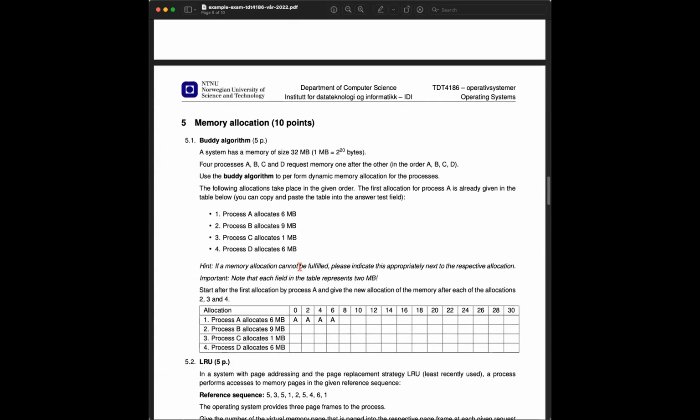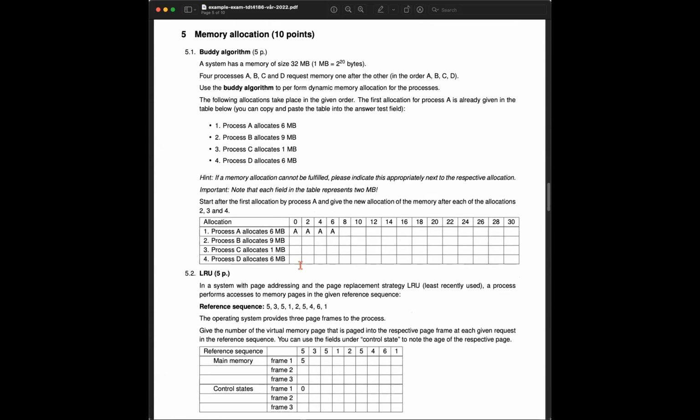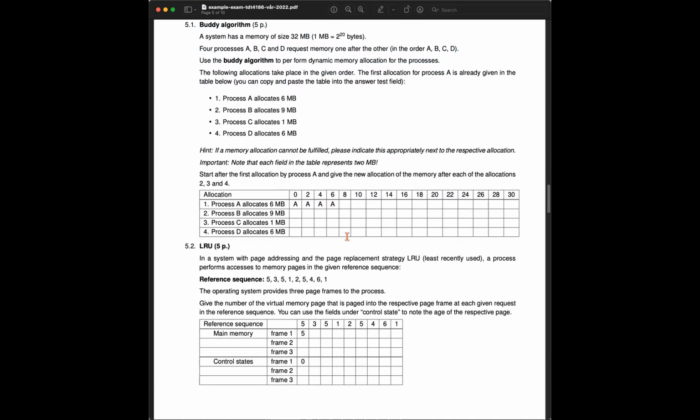And we have a task about memory allocation here. So the buddy algorithm, that's a typical task from a theoretical exercise. You have an allocation order of 4 processes, and you should figure out which pages of the memory are actually allocated to which process, and also figure out if some allocation would be impossible because of power of 2 constraints and alignment constraints.